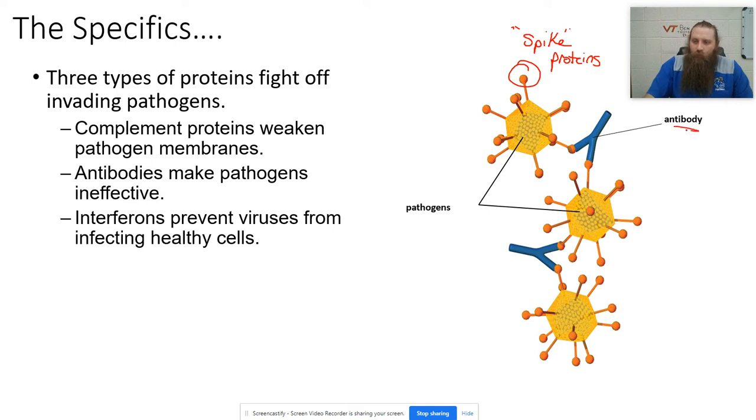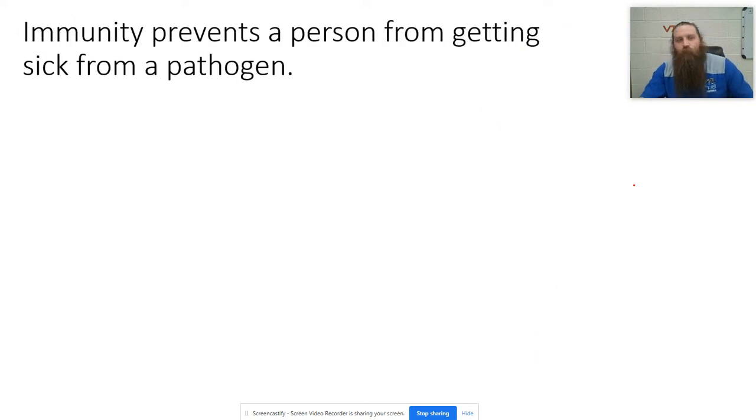The antibody comes in and it binds those. So they are bound, and when they're bound, that means they don't work. And so when you start to bind all these pathogens together, it makes it a whole lot easier for a macrophage to eat them all at once, get rid of them.